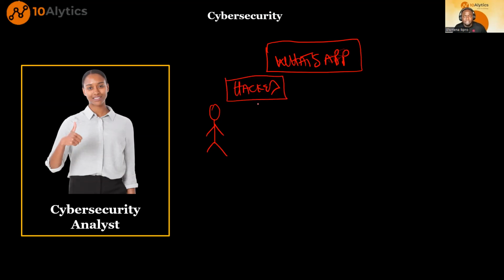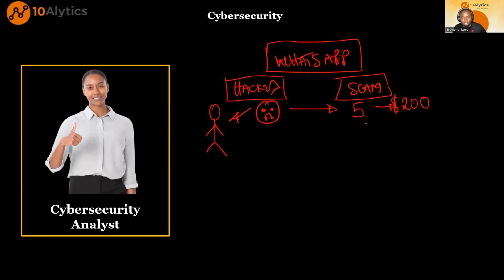And the fraudster, the person that acts as, this is my friend's WhatsApp, decided to scam some of his contacts. The day it happened, he scammed about 5 people to the tune of roughly almost $200 in value.